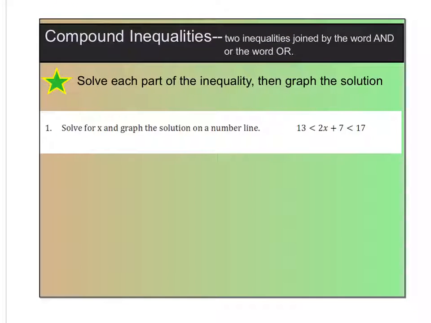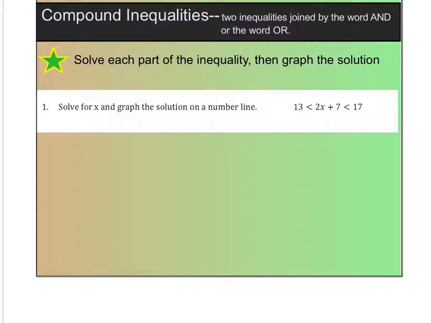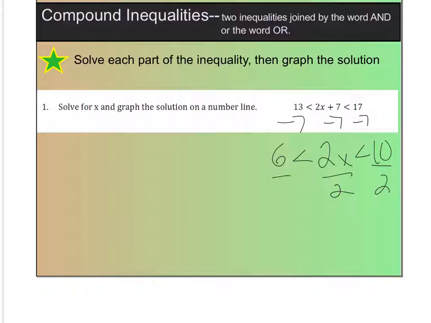So take a look here. We have a compound inequality. So regular algebra skills, I hope, kick in. Subtract 7, subtract 7, subtract 7. So 6 is less than 2x is less than 10. So divide everything by 2. So 3 is less than x is less than 5.